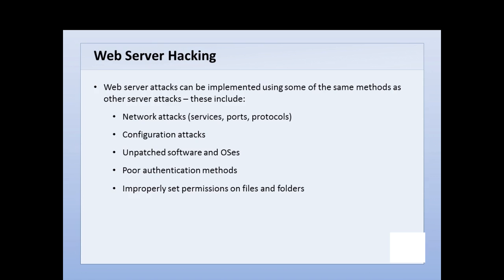We also look at vulnerabilities that might be on the box, like unpatched software or unpatched operating systems. Poor authentication methods such as simple password authentication and maybe password policies that don't involve complex passwords or lengthy passwords might be something we would target. And again, improperly set permissions on files and folders and other types of shares that are on the box might be something that a hacker would target.